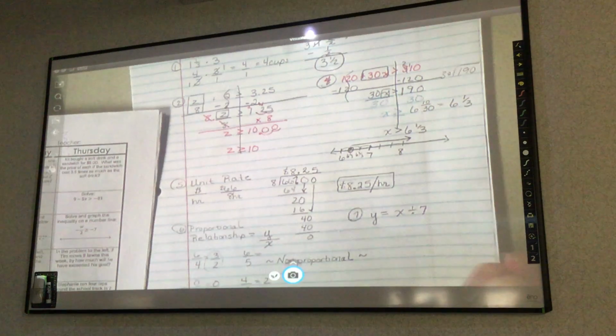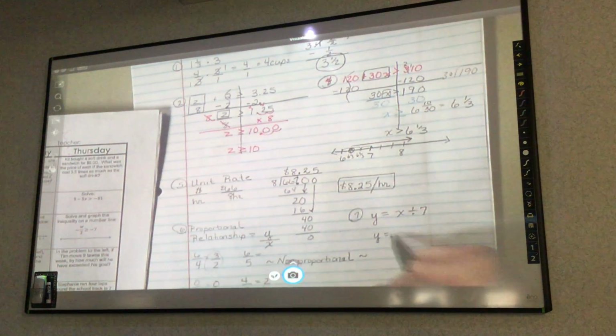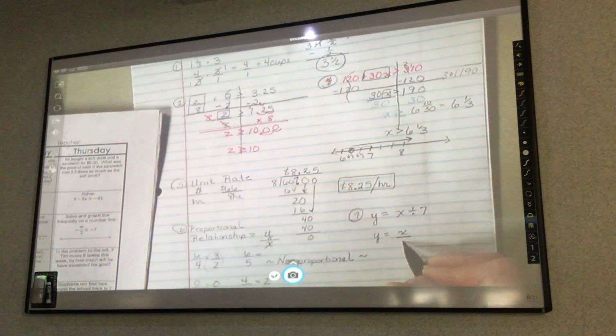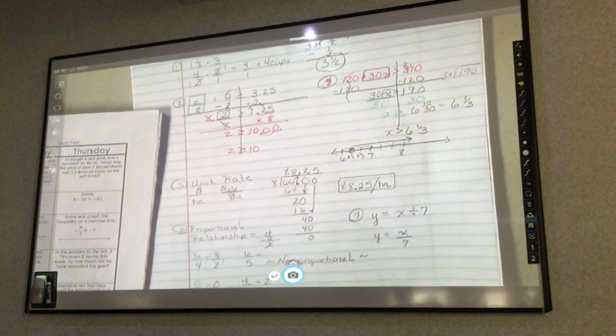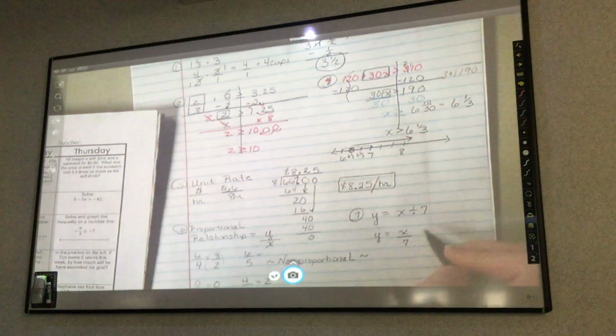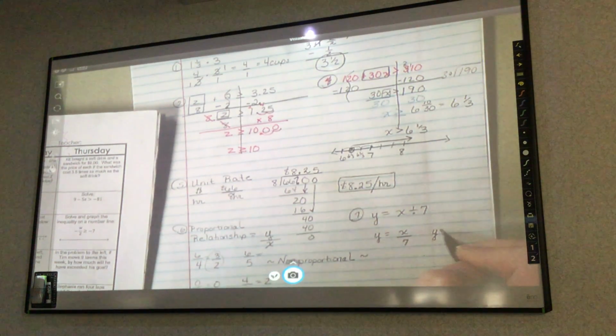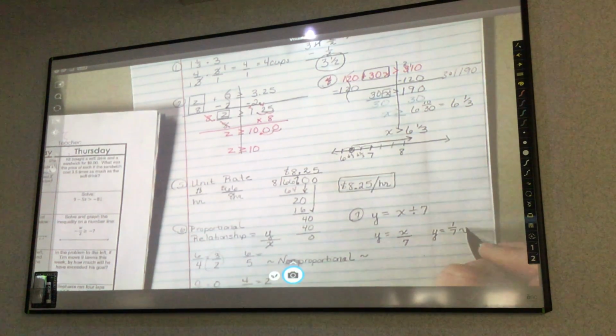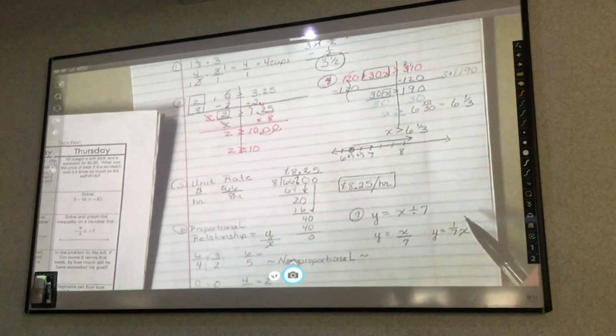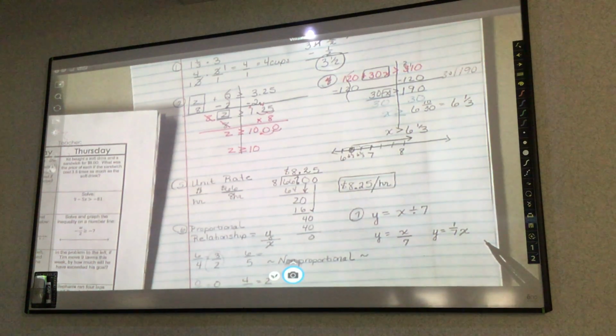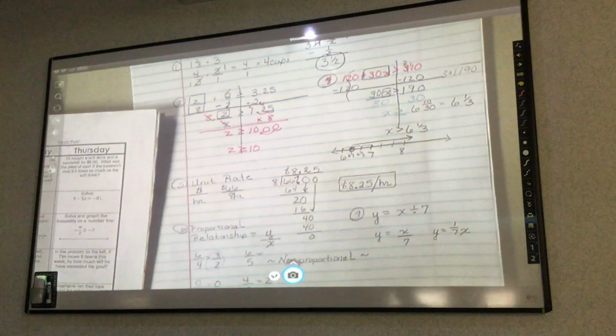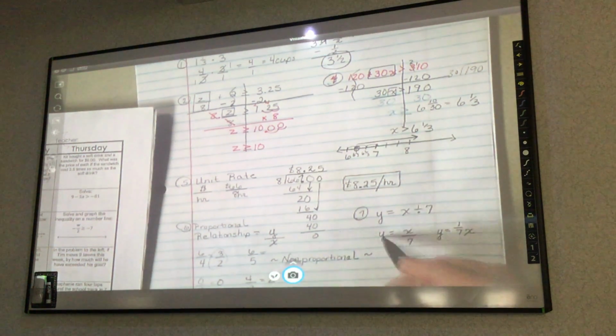I also want you to write it in a couple different ways. Y equals x divided by 7. Or y equals 1/7 times x. Because when I divide by 7, isn't that like multiplying by 1/7? Just like if I want to find a half of something, I'm taking it times a half or dividing it by 2. So I want you to write down all 3 of these options.